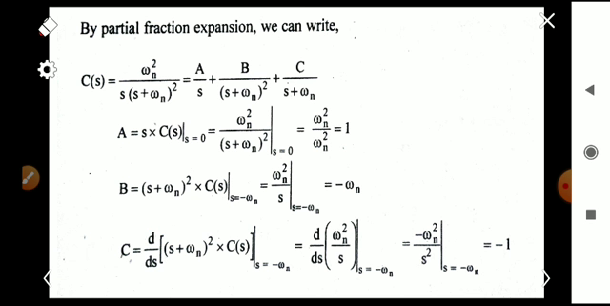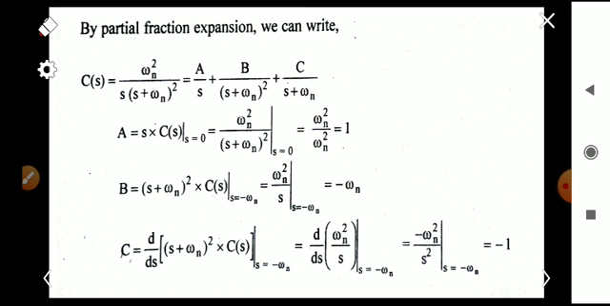According to this method, for finding the value of A, we multiply the denominator s with the entire C(s). So s and s get cancelled, and the remaining term is omega_n^2 / (s + omega_n)^2. We substitute the solution of s, which is 0 here, so s = 0, and we get A as 1.